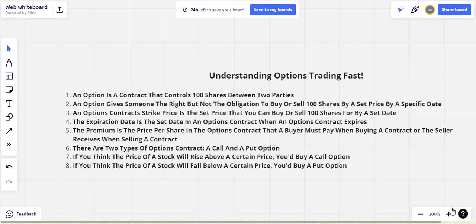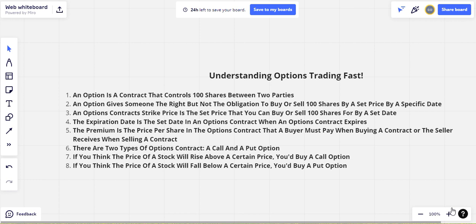The majority of options traders never buy or sell the shares in the options contract. What most options traders do is trade the options contract. So if you're looking at Apple stock and you think it's going to rise above 150 by March 30th, for example, you'd buy your options contract, say for $4 a share. So you're going to be paying $400.